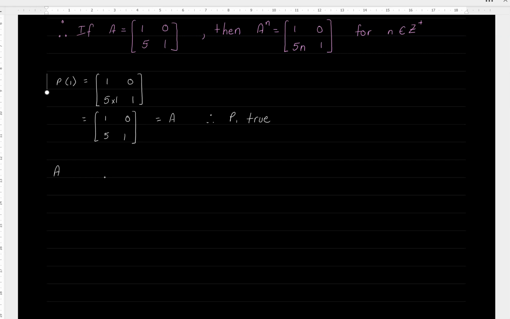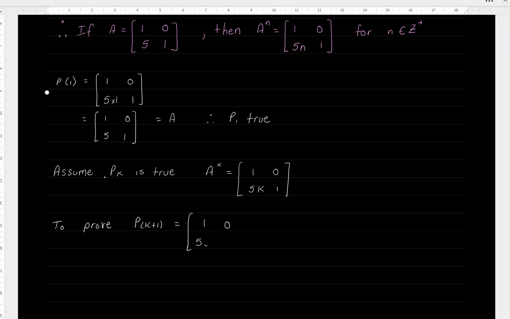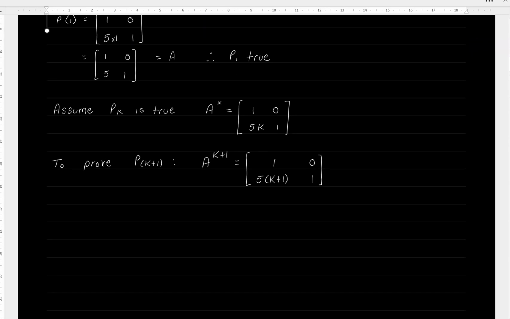Now, just like we've done with all the other induction, we are going to assume Pk is true. So what does that mean? That means that A to the k, we are going to assume, is 1, 0, 5k, 1. And we wish to prove Pk plus 1. So we wish to prove that Pk plus 1 equals 1, 0, 5 times k plus 1, 1. Sorry, just had to rewrite that one. We wanted to see that A to the k plus 1 equals that.